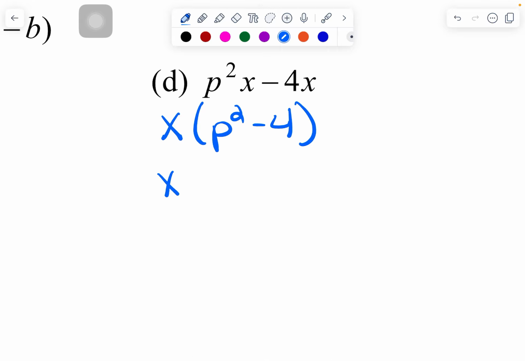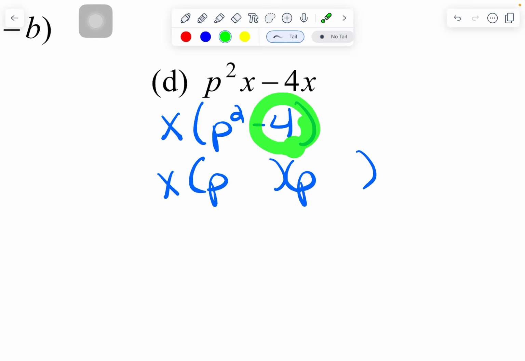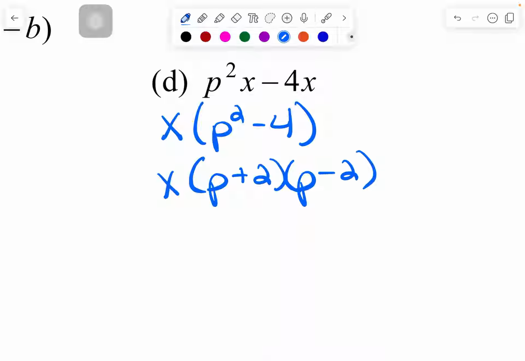Now for this one, I am not going to write the two pieces, meaning I'm not going to rewrite this as something squared. I'm just going to go ahead and fill that in for my factored form. So what squared is 4? Well, that would be 2 squared, 2 times 2. Make one positive, make one negative.